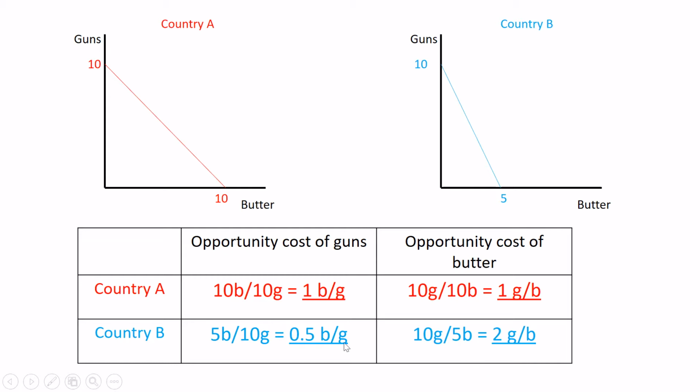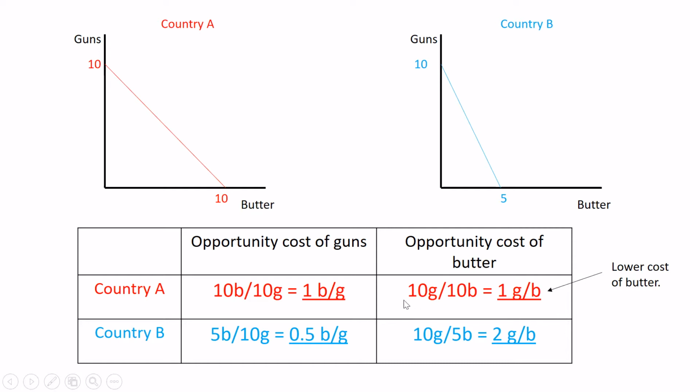I like to make these little opportunity cost matrices at first because it helps me to keep everything straight. Once I have this, it's really easy. I can look at the opportunity cost for butter between countries. I tell you, country A, butter costs 1 gun. Country B, butter costs 2 guns. Country A has a lower cost for producing butter. That gives them a comparative advantage in butter production.